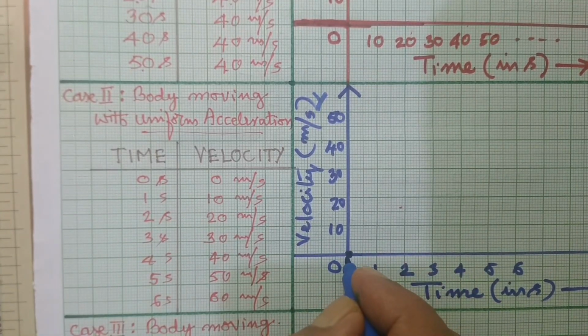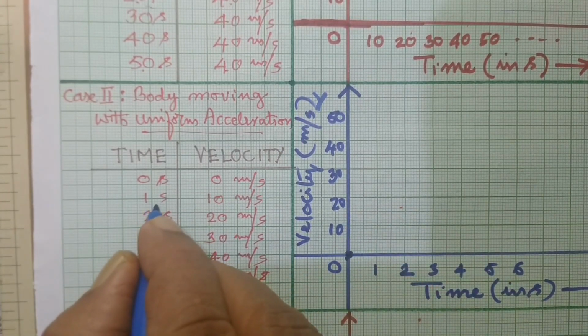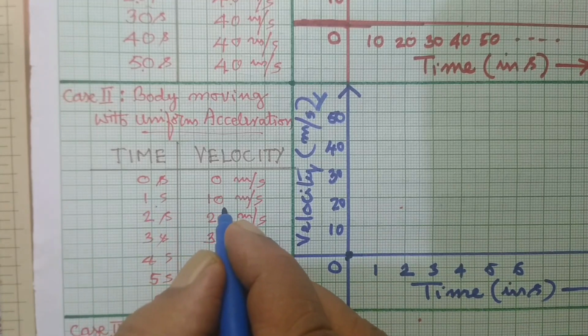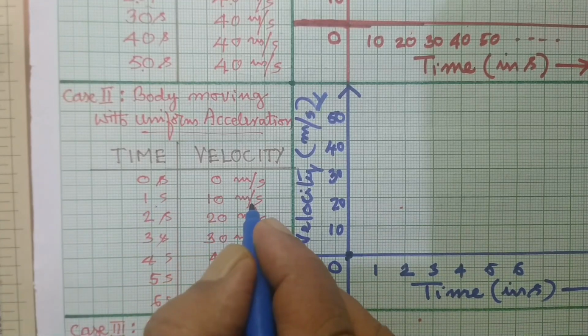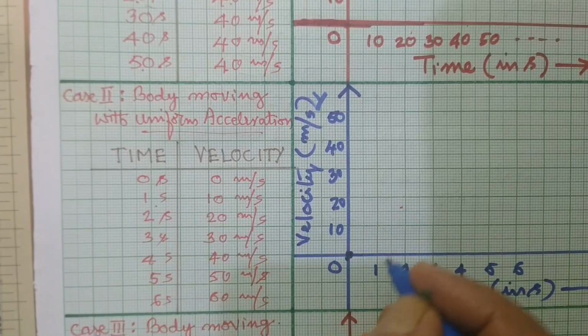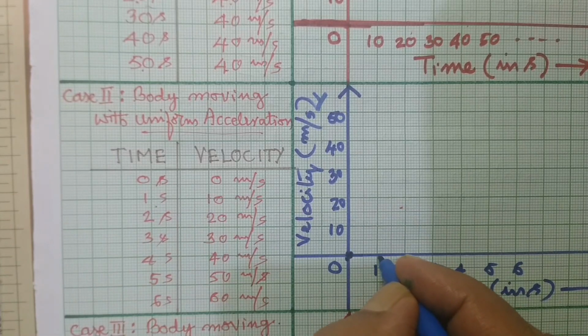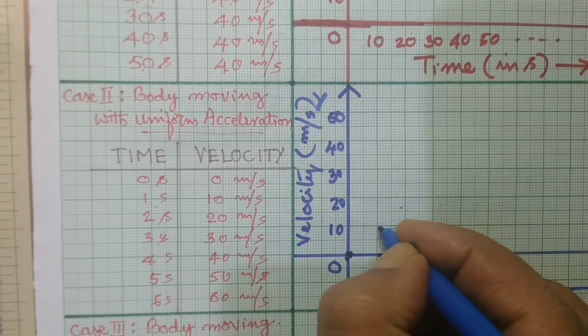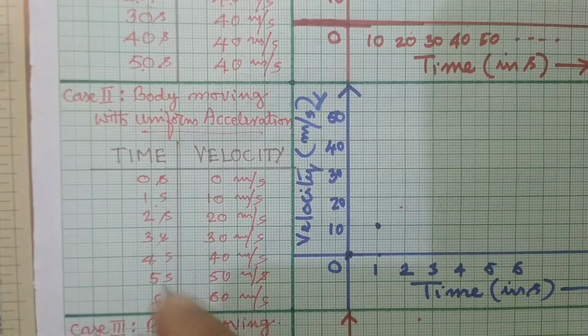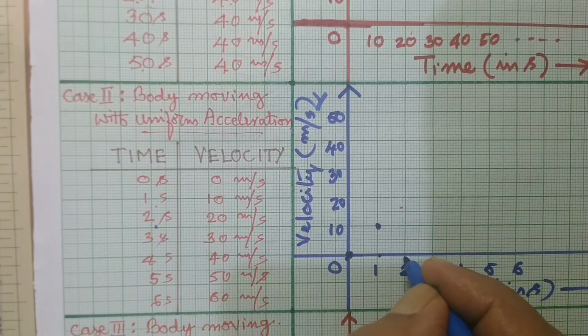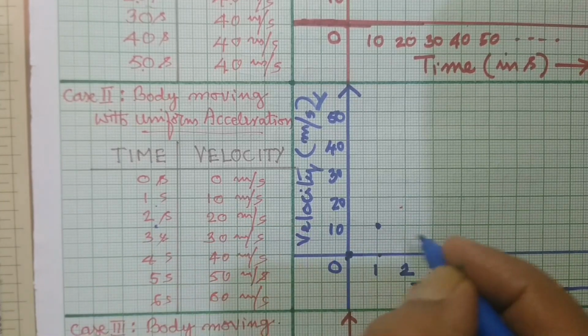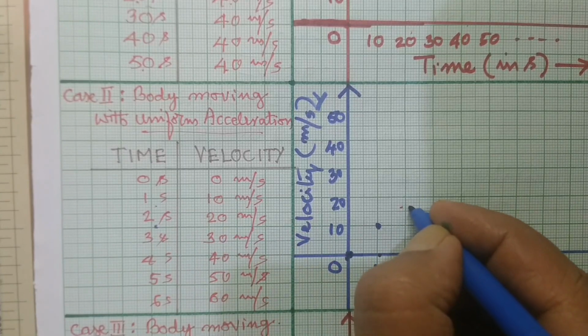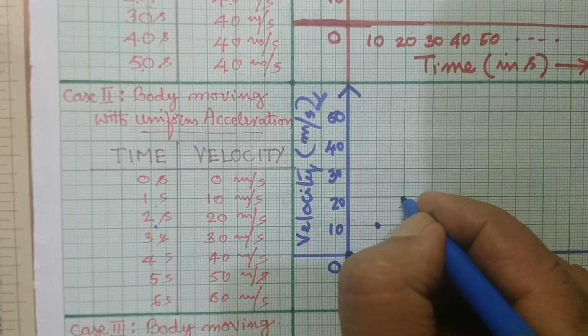0 second on the x-axis is here, 0 meter per second on the y-axis is here, therefore this is only the point. 1 second on the x-axis corresponds to 10 meter per second on the velocity, that is the y-axis. 1 second is here, 10 meter per second is here. Then 2 seconds we'll find out it is 20 meter per second. 2 seconds you go like this, 20 will get it like this here on the y-axis.